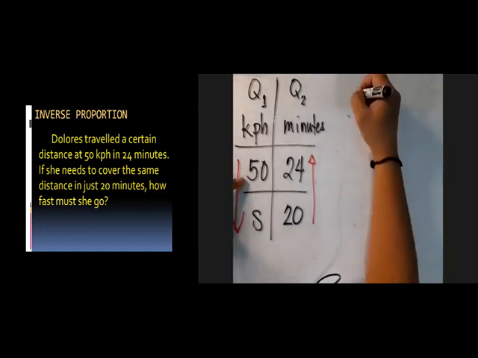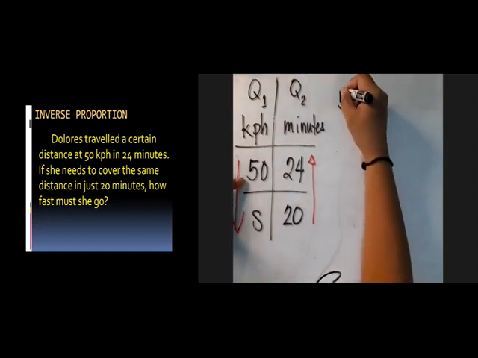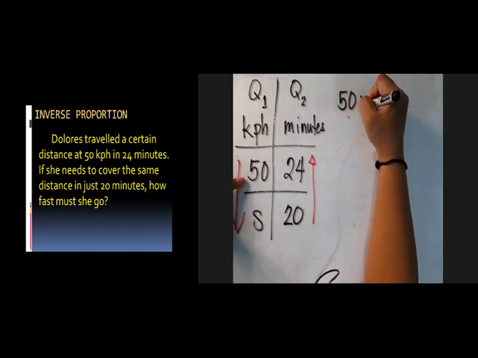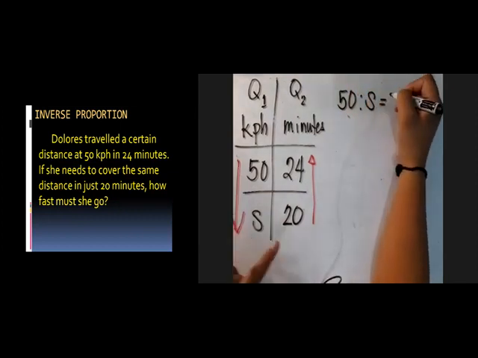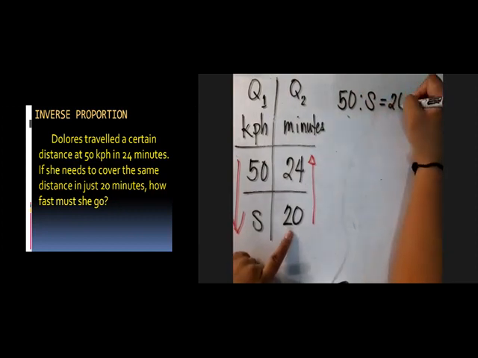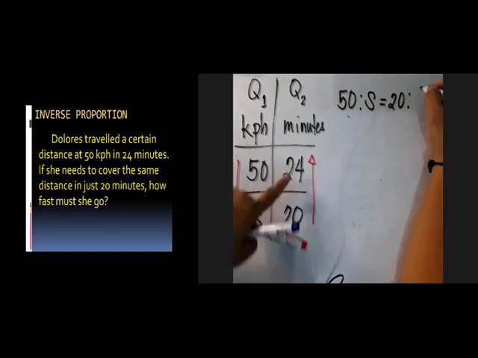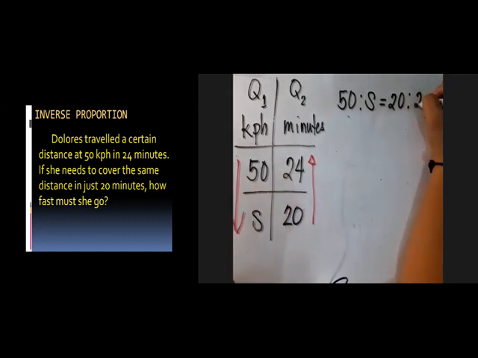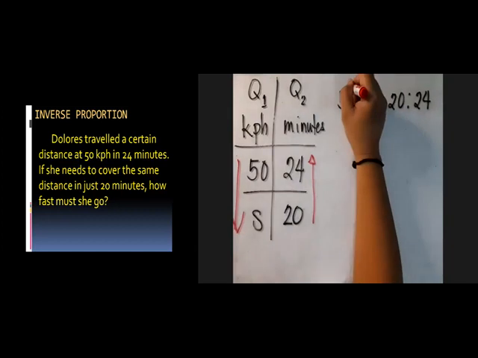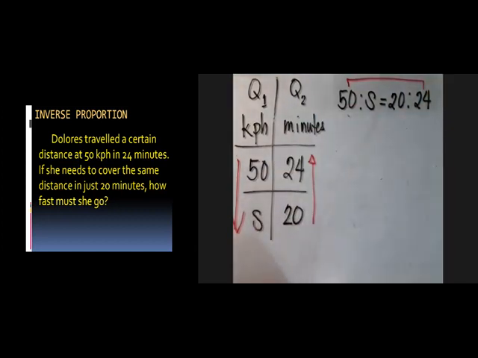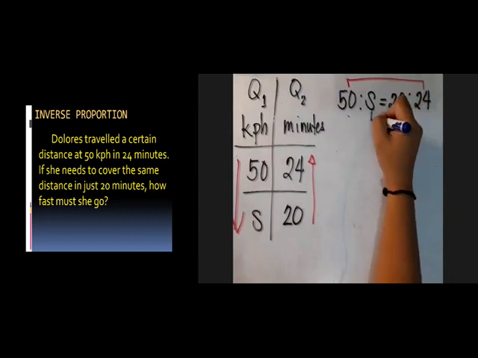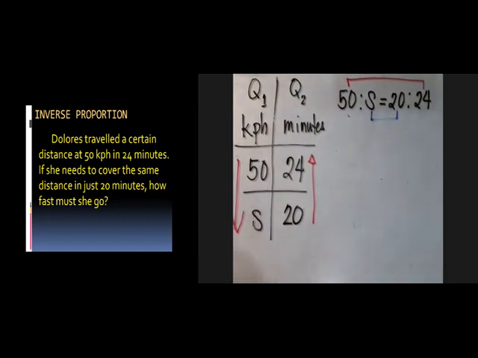Starting from 50, we have 50 is to S equals 20 is to 24. Okay, so we have 50 is to S equals 20 is to 24. Now let's have our pair of the means and the extremes. Yung 50 and 24 extremes, and yung means natin na S and 20. Okay, we'll write it down.